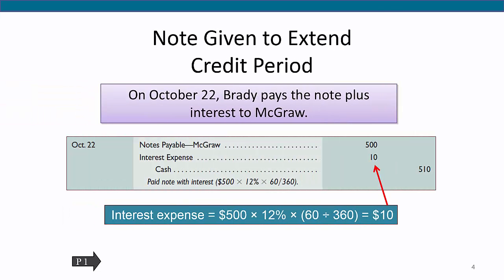When the note comes due on October 22nd, Brady pays the note and all of the interest by giving McGraw a check for $510. Brady debits or decreases notes payable for the original amount of $500. It also debits interest expense for $10. Interest expense is computed by multiplying the $500 principal by the 12% annual rate for 60 days. Finally, Brady will credit or decrease the cash account for the total amount paid of $510.